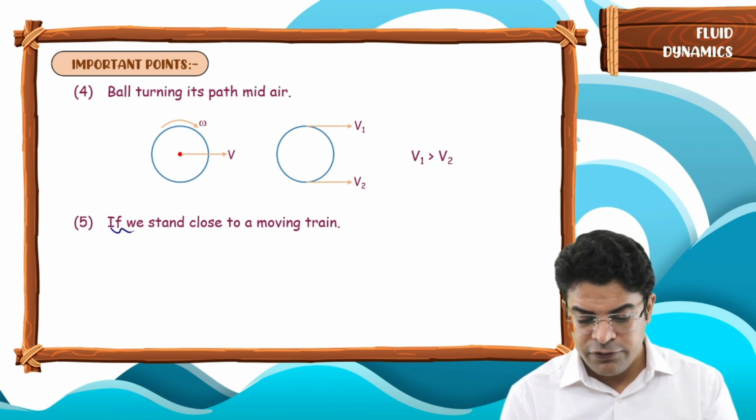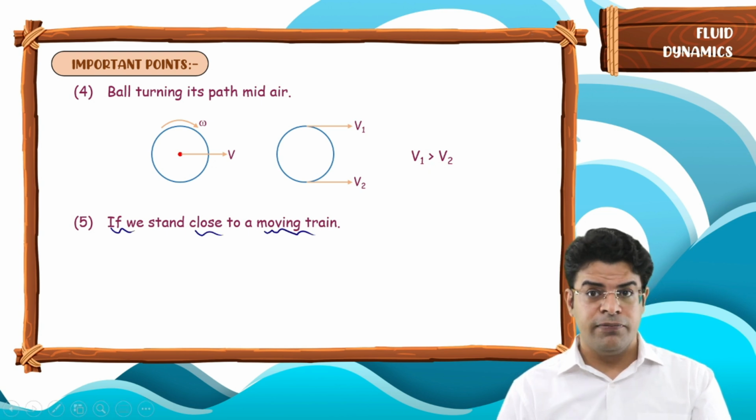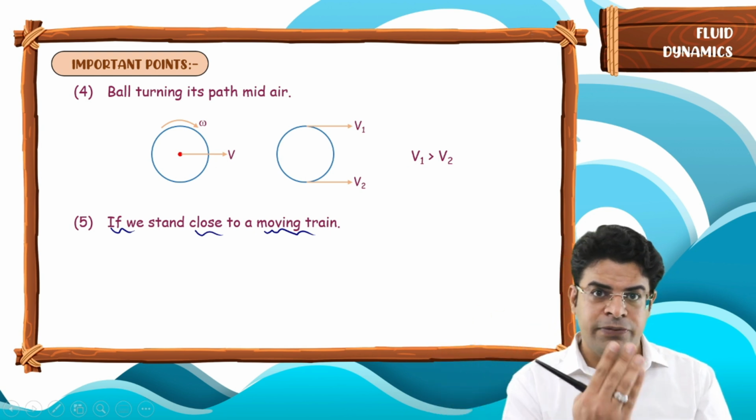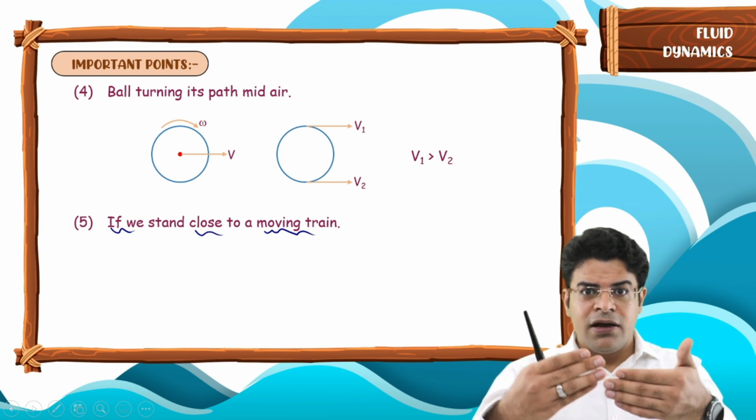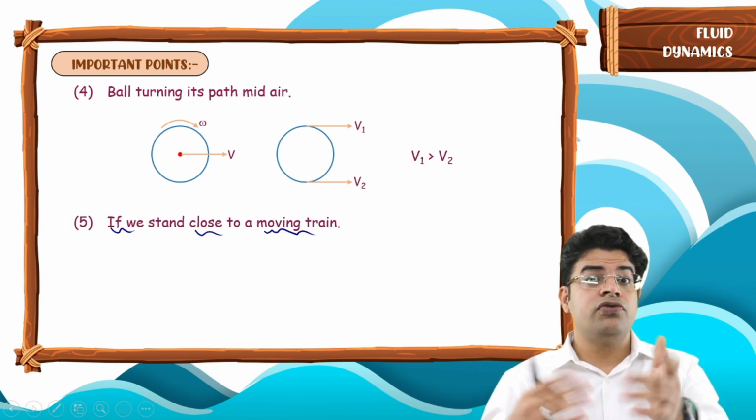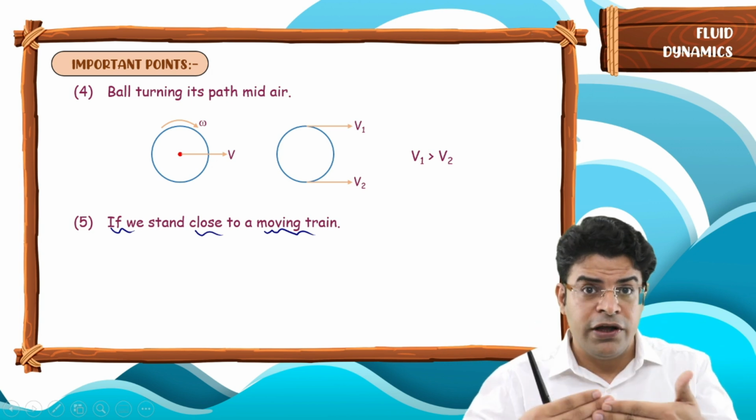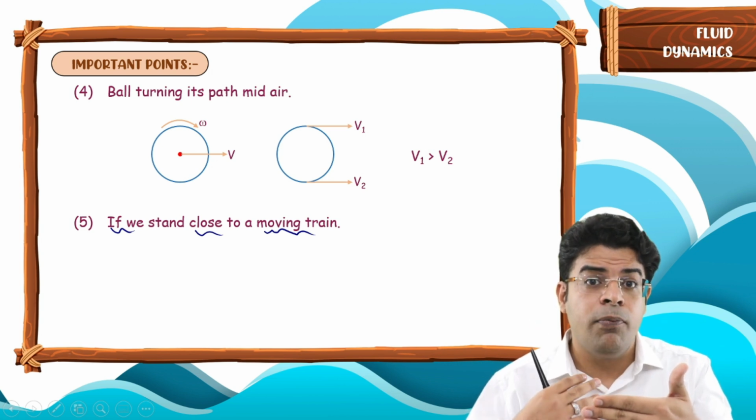Next, if we stand close to a moving train, so if there is a train passing by you at high speed, then the air nearby the train also moves at high speed and the pressure in front of you decreases, so you feel a pull towards the train.